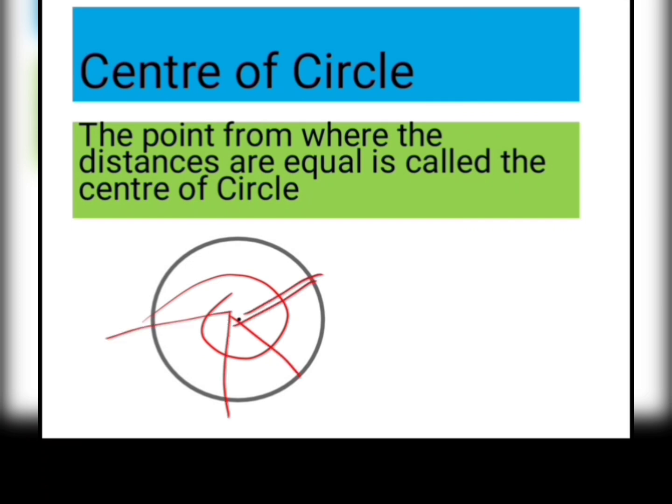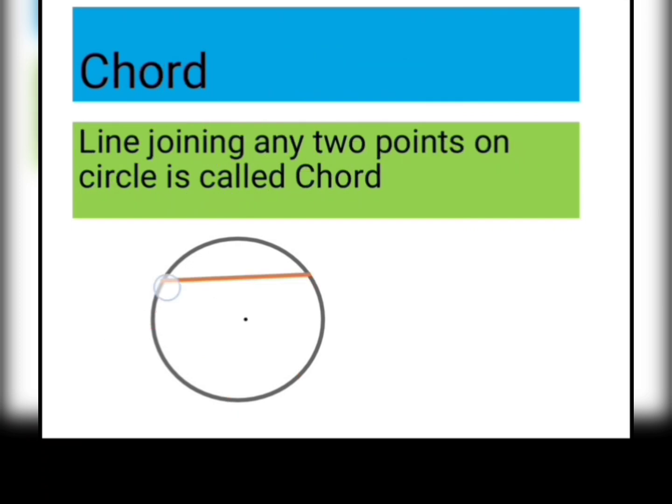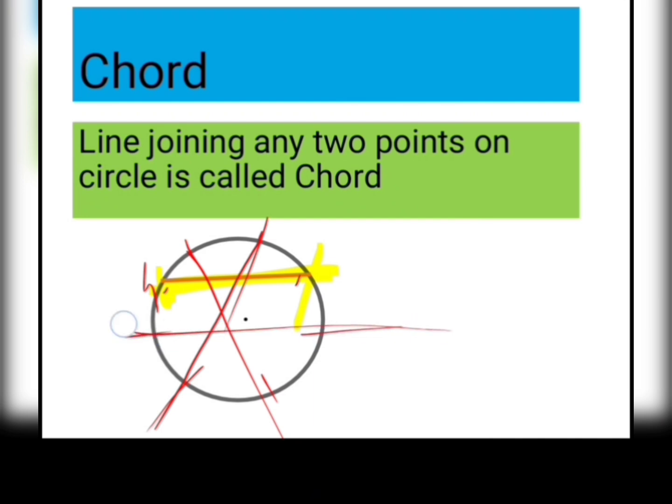What is chord? If you join any 2 points of a circle, here we consider this point to this point and we joined, this is the chord of the circle. You can join any 2 points. Let's consider a point here, and one more point here. If you join these 2 points, this will be chord. If you join here and here, this is also chord. Line joining any 2 points is called as chord.